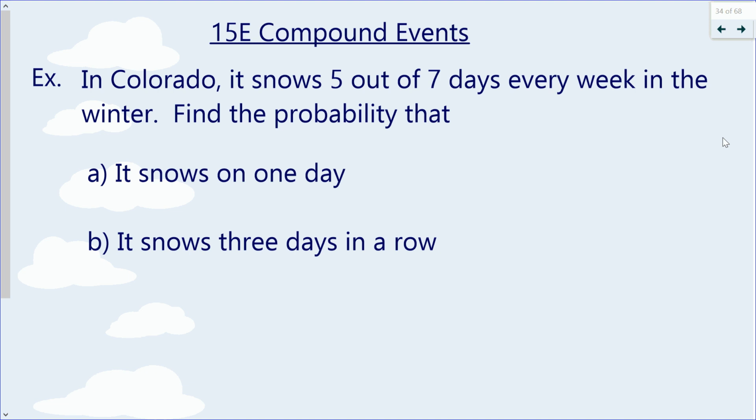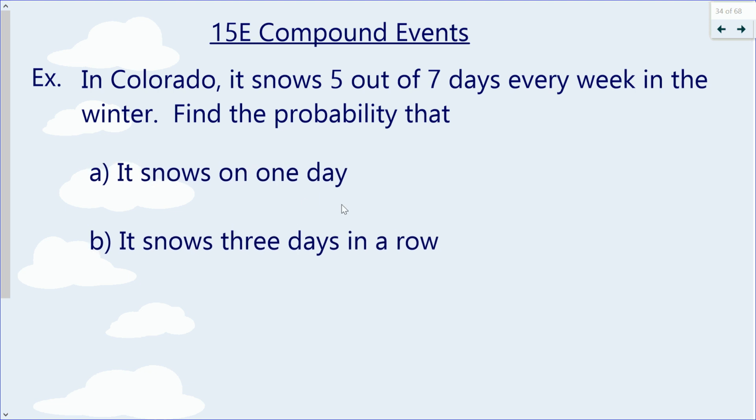In Colorado, it snows on average 5 out of 7 days every week in the winter. Find the probability that it snows on one day. So real straightforward. That's just 5 out of 7. It snows 3 days in a row.